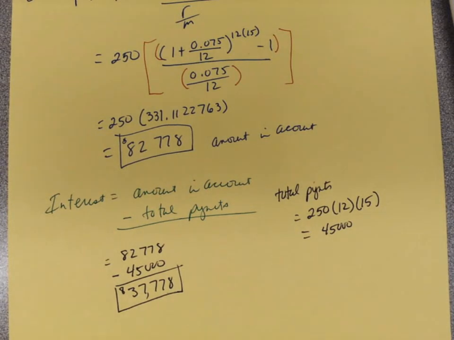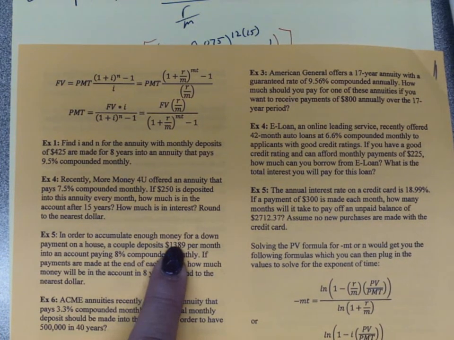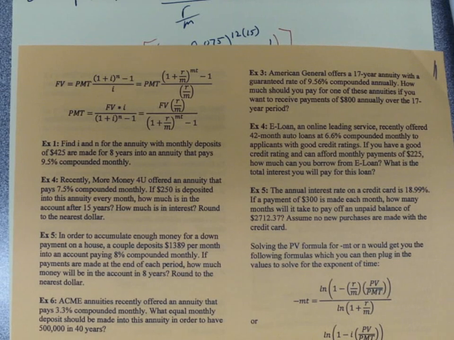So it's a little bit different than some of the others because we're making payments. We're not putting in just an amount. All right, let's go look at number 5. In order to accumulate enough money for a down payment on a house, a couple deposits $1,389 a month into an account paying 8% compounded monthly. If payments are made at the end of each period, how much money will be in the account in 8 years? Round to the nearest dollar.